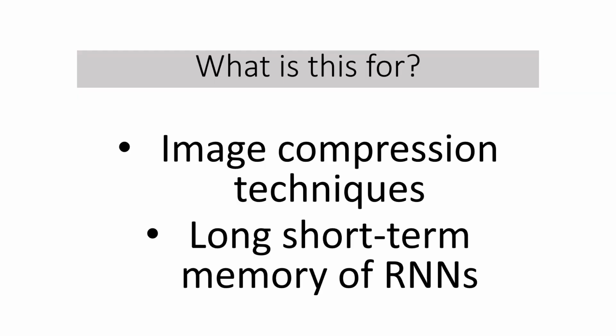So why do we have to study this? What is this for? This concept of multiplication of matrix and vectors is used in image compression techniques such as JPEG. It is also used in the short-term memory cells of recurrent neural networks, or RNNs.